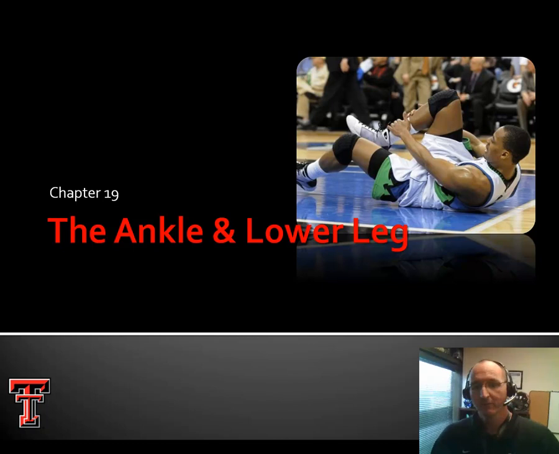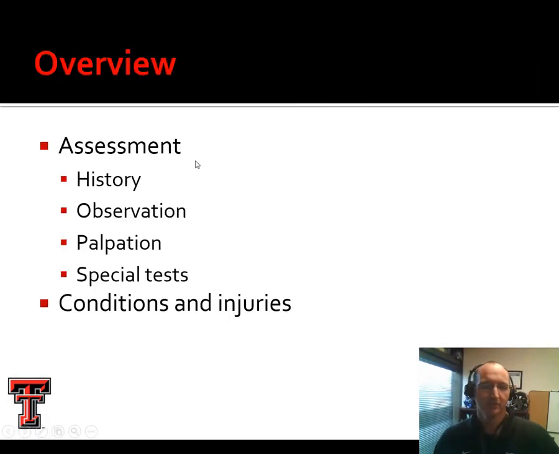So just like last time, we will start off by looking at ankle assessment, going through the assessment process, and then looking at conditions and injuries. Unlike the foot, there are a few more special tests that we'll go over this time. As I said before, ideally in a real classroom situation, we would have an opportunity to practice these on one another. So I would encourage you to try these out on a roommate or a spouse or significant other.